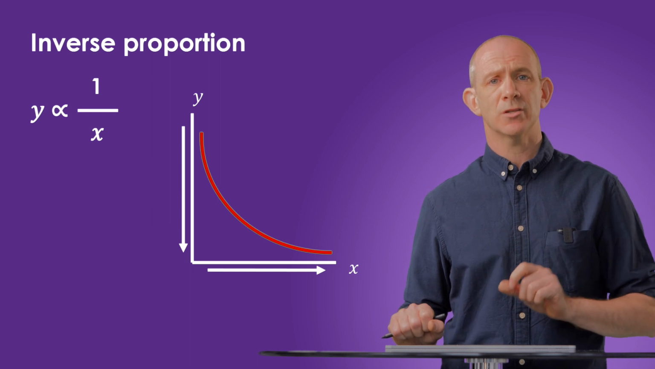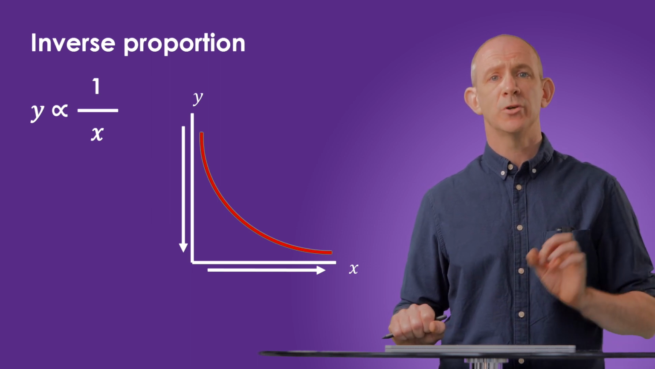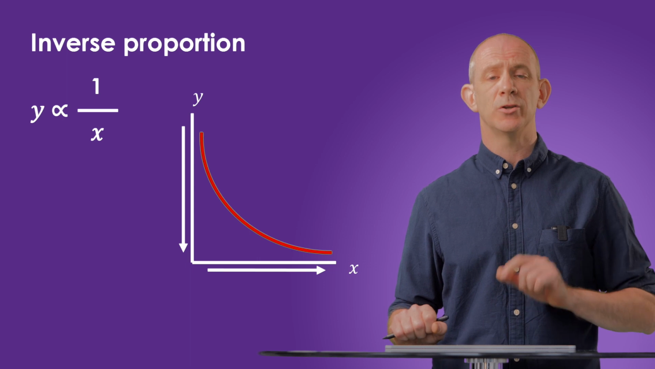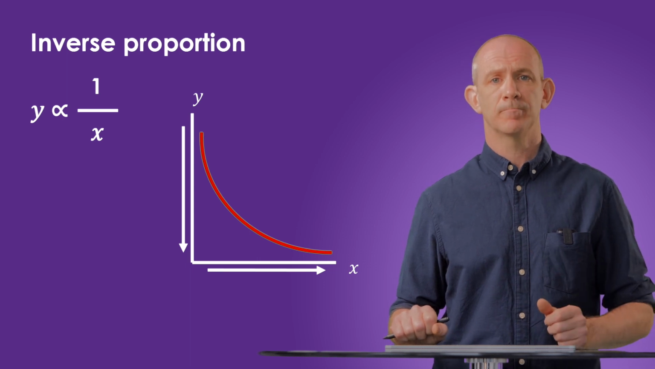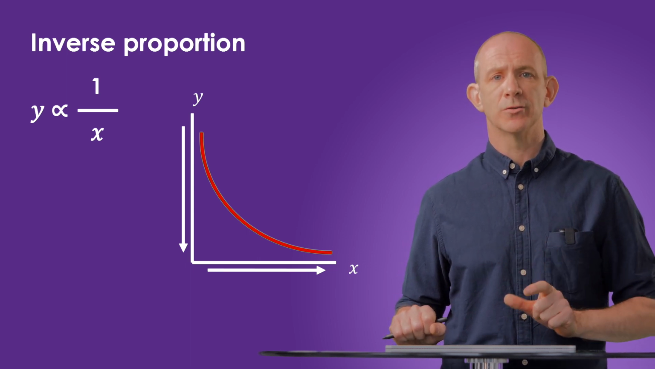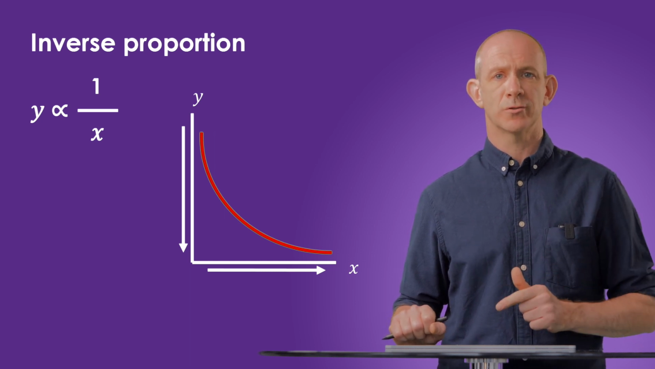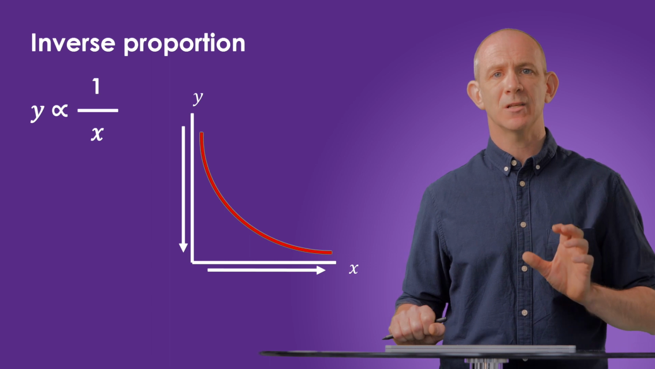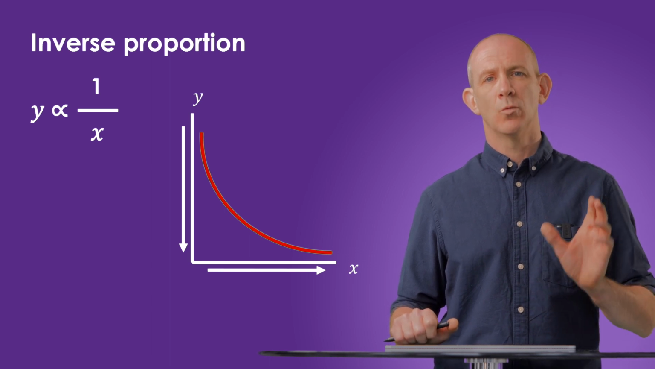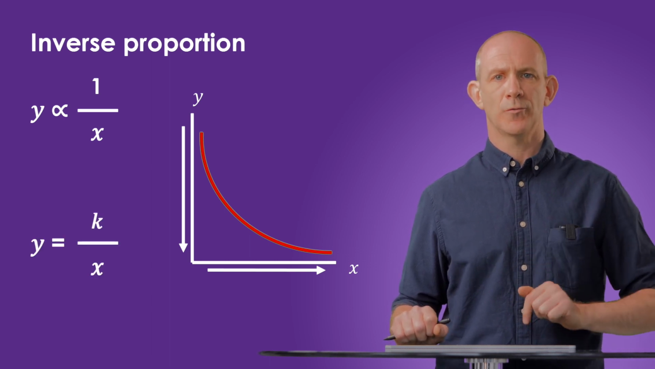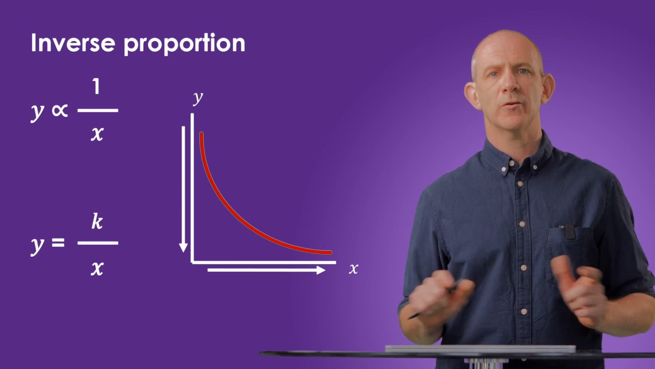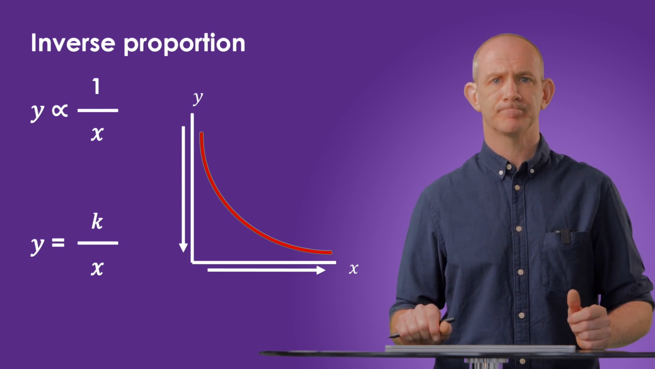You'll notice it never touches the x or y axis because you can never divide by 0, and the numerator is always 1. In order to find the constant, we need to write the equation with the k, or the constant variable. And we write it like this: y equals k over x. This is our equation for an inverse proportionality.